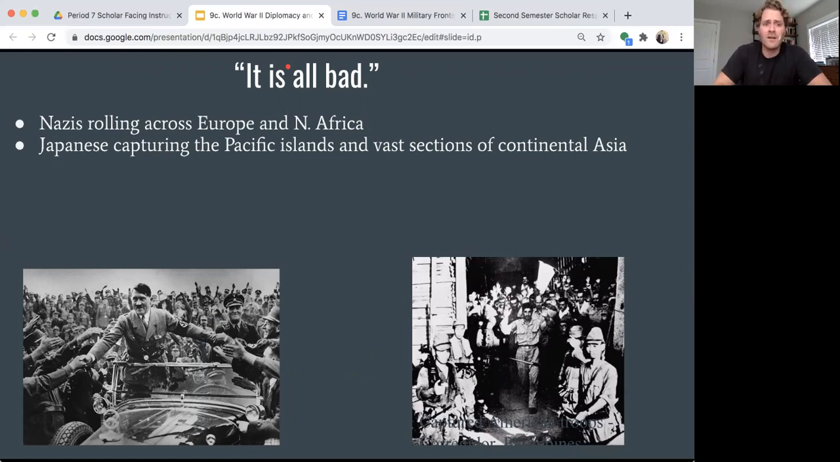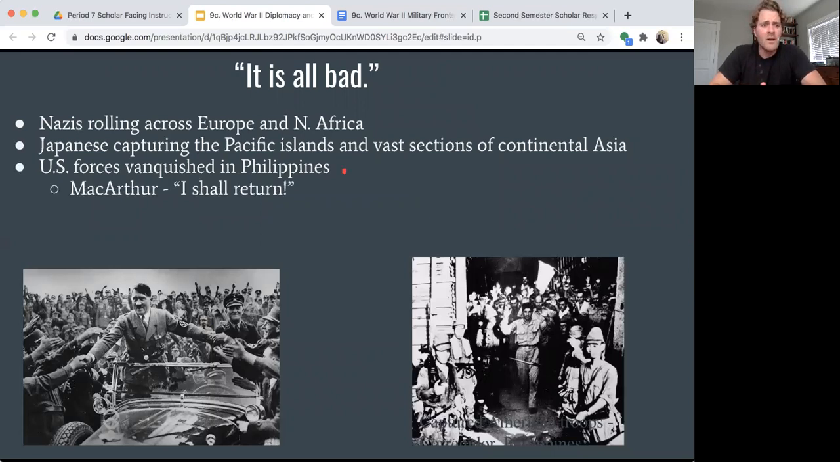In the Pacific, the Japanese in 1943 are at the apex of their territorial control. They've captured just a vast amount of Pacific islands and giant sections of continental Asia as well. They've also kicked the U.S. forces out of the Philippines, right? The U.S. colony in the Philippines with military bases they've been removed from in quite embarrassing fashion. As the U.S. soldiers are taken prisoner and taken on what's called the Bataan Death March across the jungles of the Philippines, where thousands of American soldiers are going to die at the hands of Japanese soldiers.